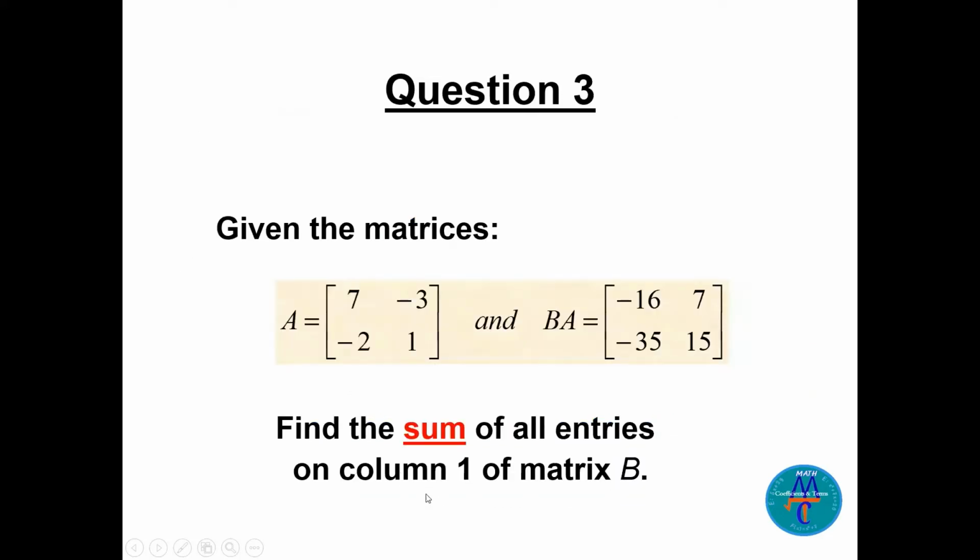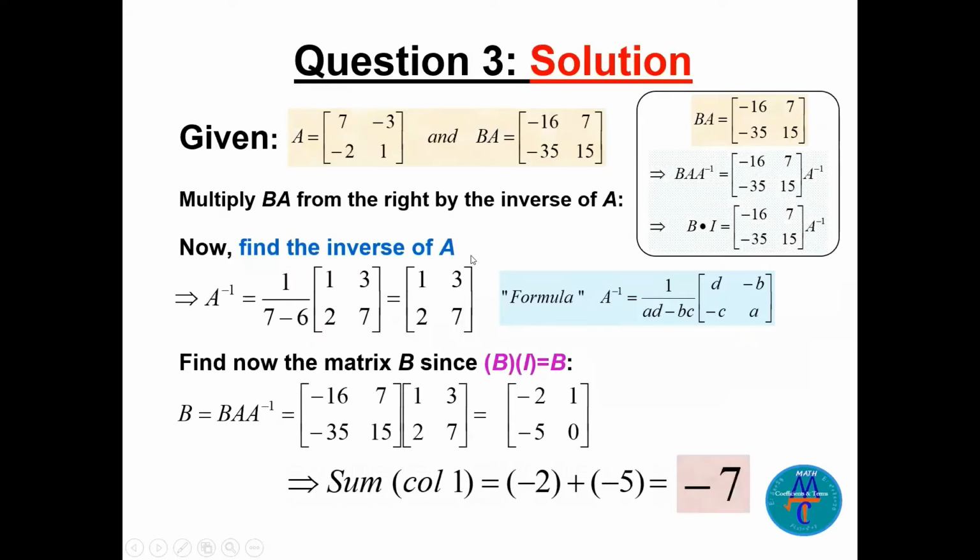Question number 3: given the matrix A, 7, minus 3, minus 2, 1, and BA, this is the product, given as minus 16, 7, minus 35, 15. What do we need to find? The matrix B. And also we need the sum of all entries on column 1 of matrix B. So first we have to find B, which is 2 by 2. So what do we do? This is a little tricky question.